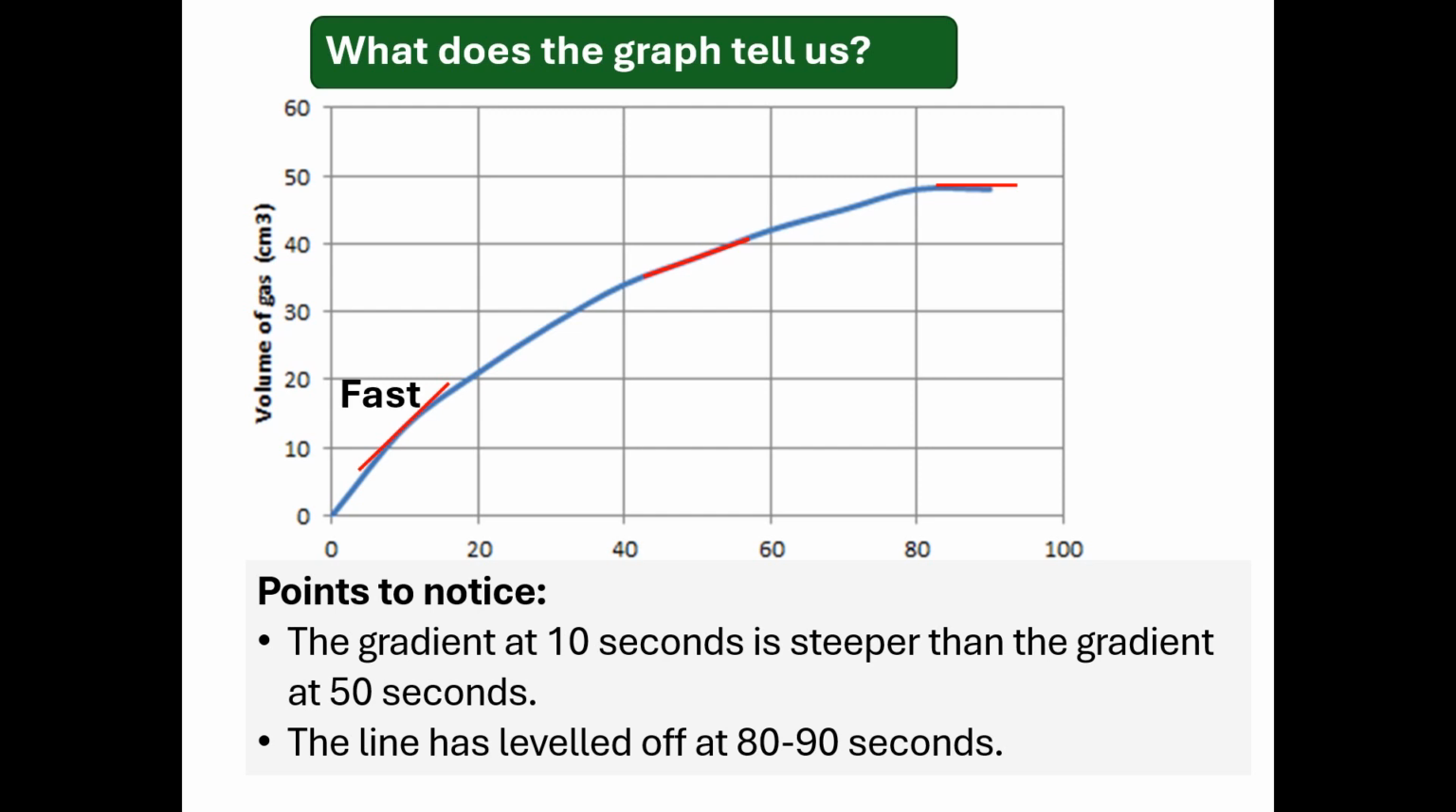So that tells us from the steep gradient at 10 seconds that the reaction is going fast at 10 seconds, or there's a high rate of reaction. Because the gradient's not as steep at 50 seconds, that tells us the reaction is slowing down, or a lower rate of reaction. And where it's leveled off, that tells us the reaction has now stopped.